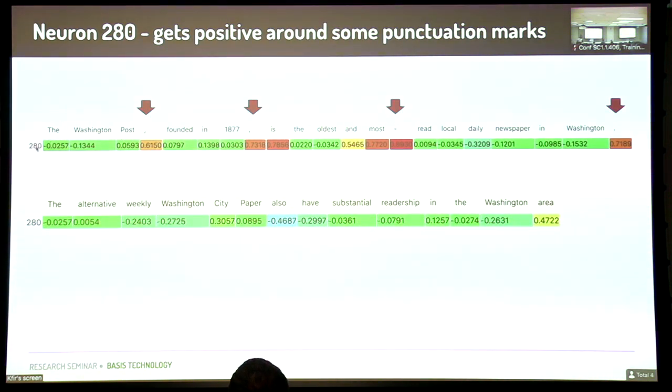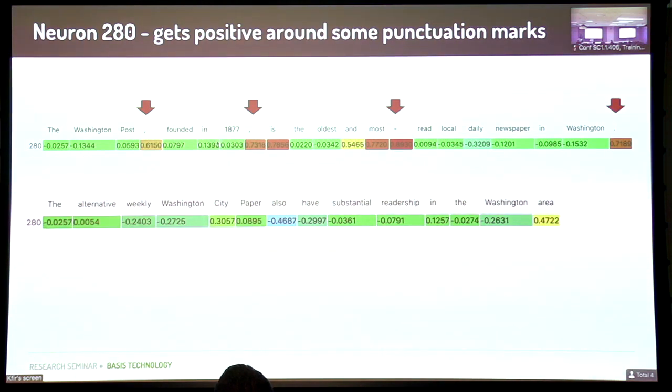This one, neuron 280, gets a relatively positive value when it sees punctuation marks, for example, like this. You can see here, and if you run many sentences, it will do the same. Now, it's not an exact science. Sometimes there are some insignificant changes that we cannot explain. But in most cases, that's what it does.